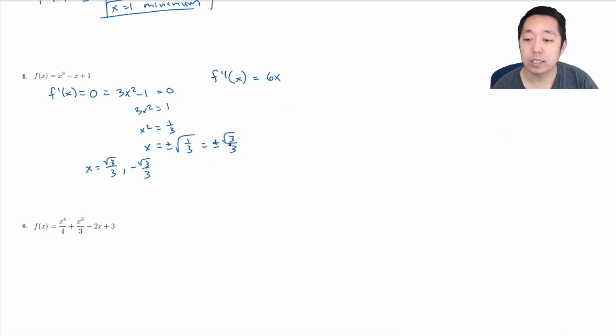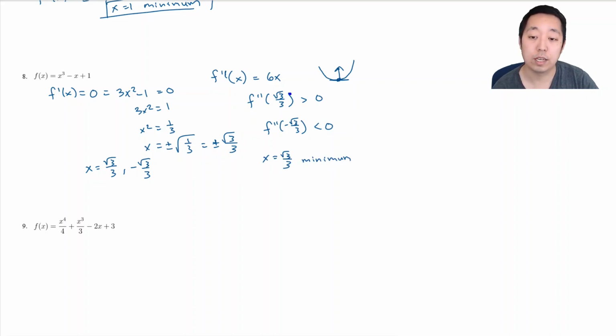Okay. And so when I plug in positive root 3 over 3, it's greater than 0, so it's concave up. And when I plug in negative root 3 over 3, when I plug in a negative number here, this whole thing's negative, right? So this is concave down. And remember, I drew my picture. When it's concave up, like this, then x equals root 3 over 3 is a minimum because it's concave up. And x equals negative root 3 over 3 is the opposite because it's concave down. It looks like that. And this is what concave down looks like, negatives. So this is a maximum.